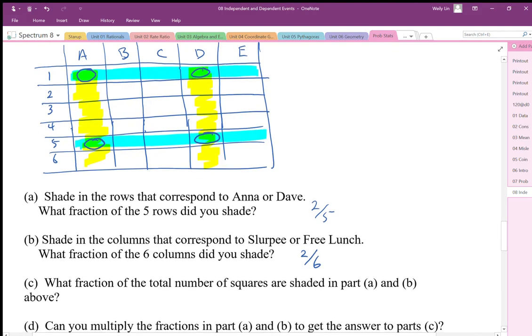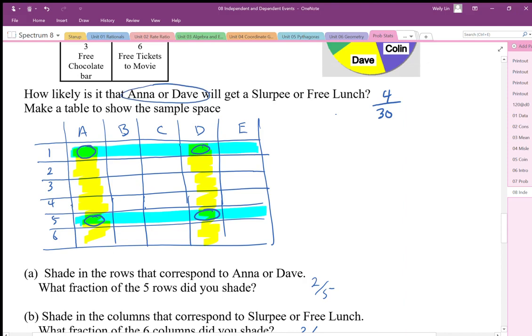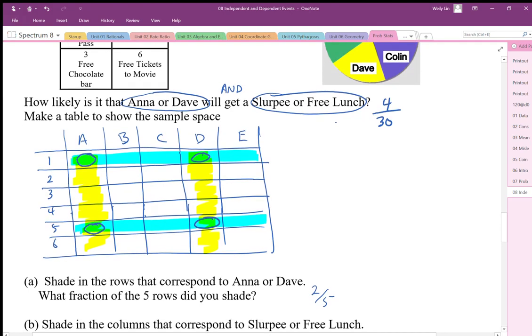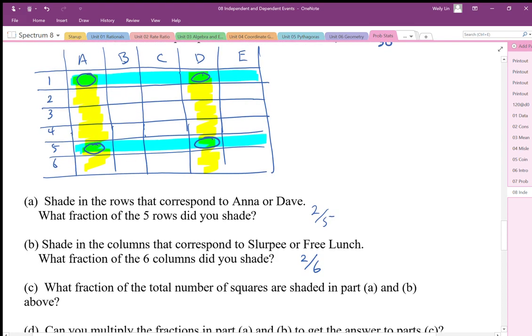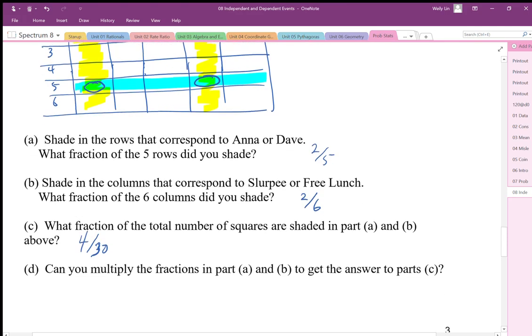Now, if we want to work out the probability when we combine these two, although it's Anna or Dave and it's Slurpee or free lunch, we're actually combining them with an and here. Because we're combining with an and, we can see what happens when we multiply them together. When we look at the fractions that are double shaded, we end up with 4 out of 30. So that was the original problem, and we can combine these two. Although there's an or in here, when we combine this group with this group, we can combine these 2 probabilities with ands, and when we multiply them together, notice that we can make it work.